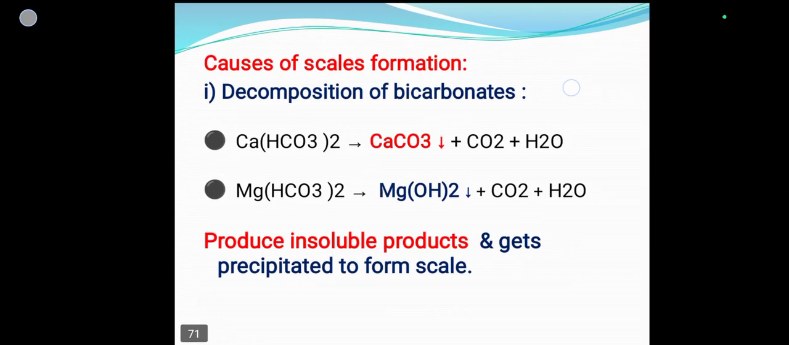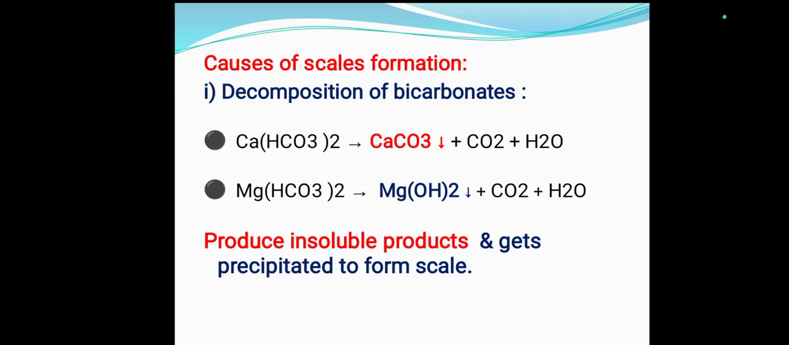Now what are the causes behind scale formation? A total of 4 causes are there behind scale formation, and while writing the causes of scale formation, most students simply enlist the heading of the cause, which is not allowed. Along with the heading of the cause, the student needs to write the explanation of that cause along with the reaction if it is there. So the first cause: decomposition of bicarbonates.